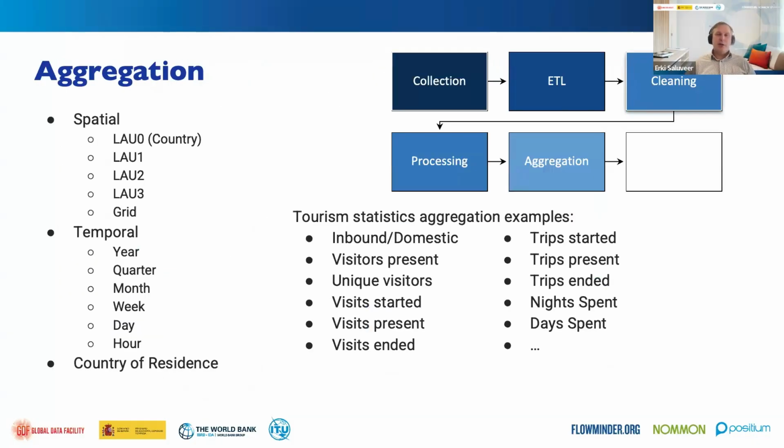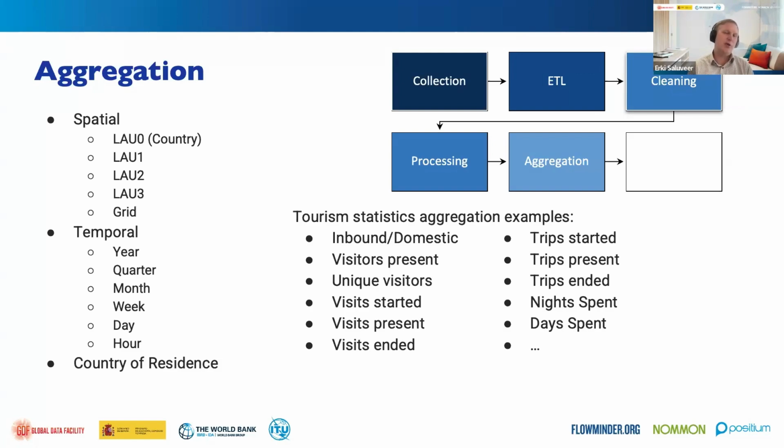After the cleaning and processing, the data needs to be aggregated. And aggregation mainly happens on spatial and temporal dimensions. And why I'm talking about it here is that it is very important to already think in advance, from your end perspective of the mobile phone data statistics, what kind of aggregations do they need? Because the possibilities of how the data could be aggregated are really endless.